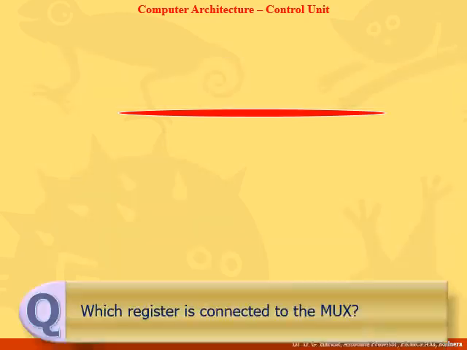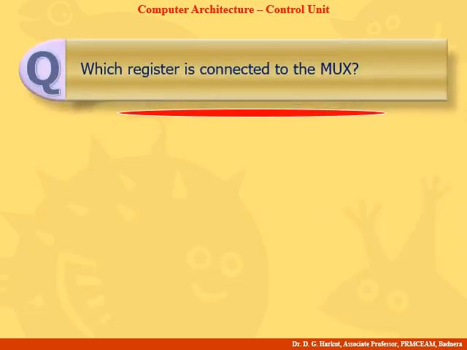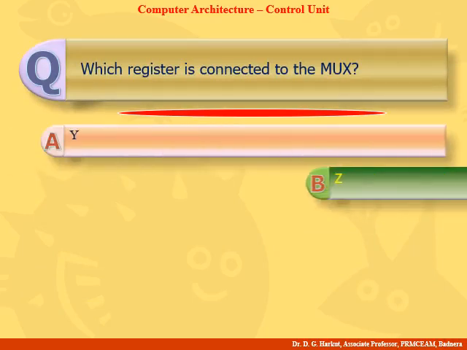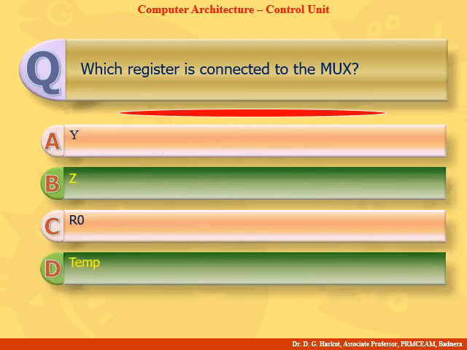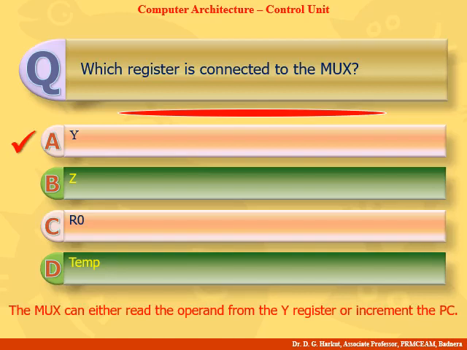Next, which register is connected to MUX? Options are register Y, register Z, register R0 or register temp. Answer is register Y. MUX can either read the operand from the Y register or increment the value of PC.